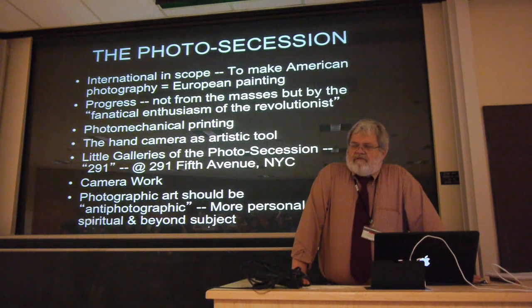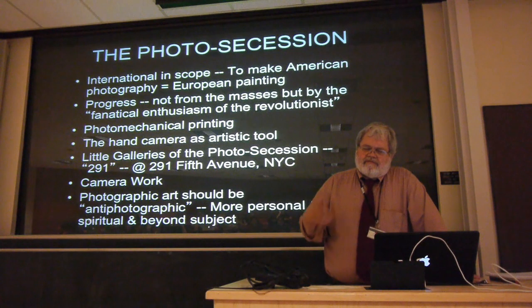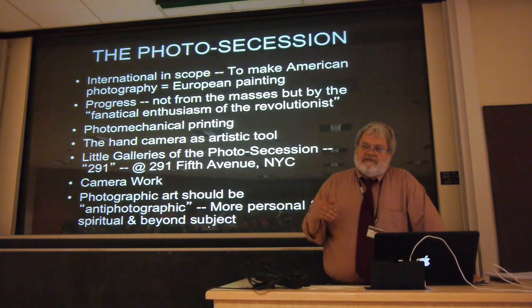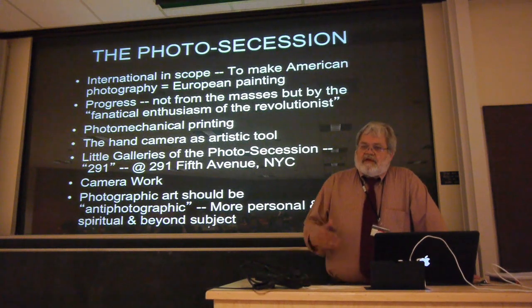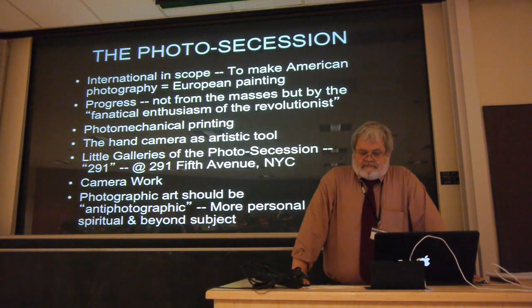It employed a lot of photomechanical printing. Gelatin silver, which was the photochemical process of the day, was used as part of the process of making the images, but the final images were largely things like gum prints using artistic gum, or photogravure using ink on paper. The hand camera became an equally important artistic tool.